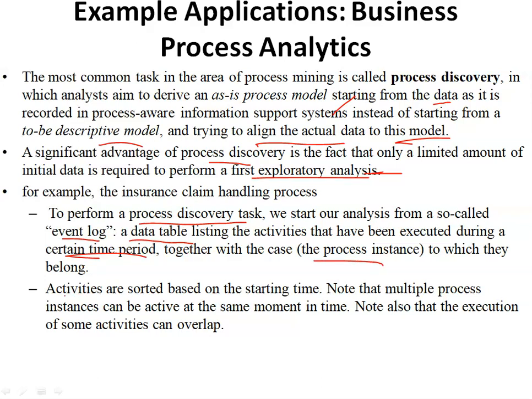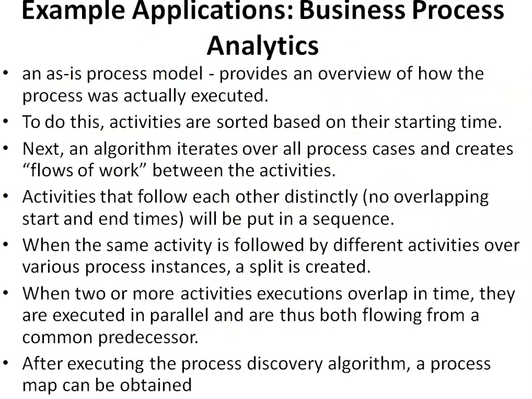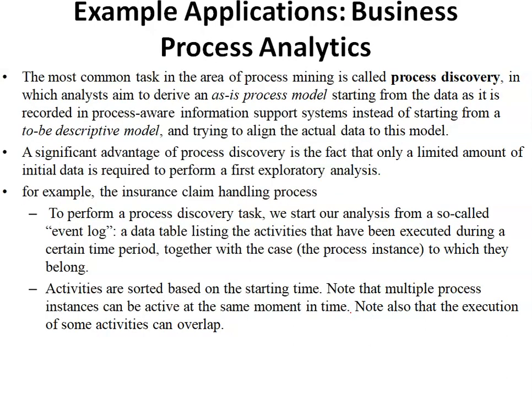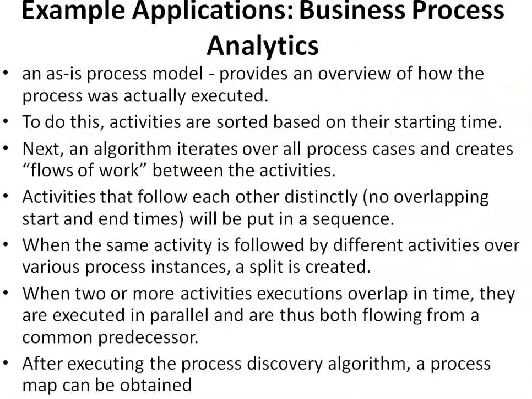So in this case, the event log will have a list of activities. Those activities will be sorted based on the starting time. And if multiple processes are active at the same moment in time, then the execution of some activities will overlap. So if multiple processes occur at the same time, we can say that the activities overlap. The as-is process model provides an overview of how the process was actually executed.